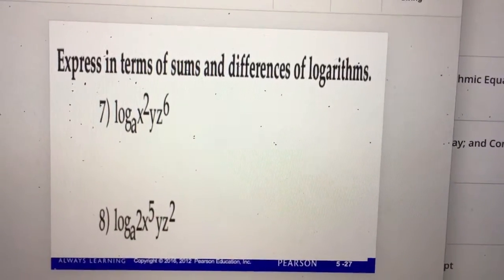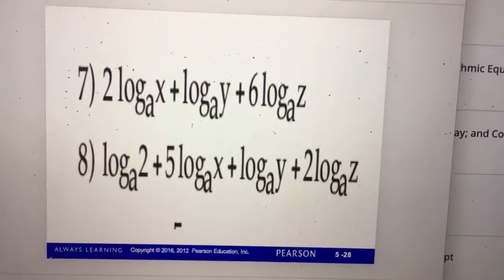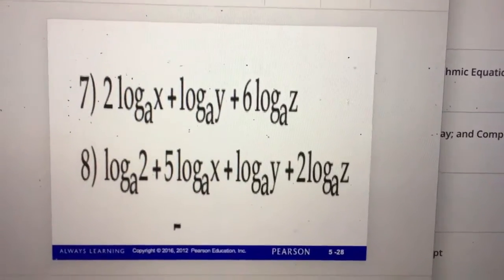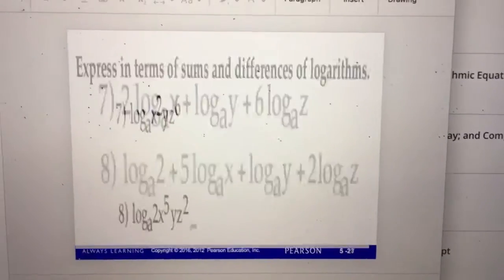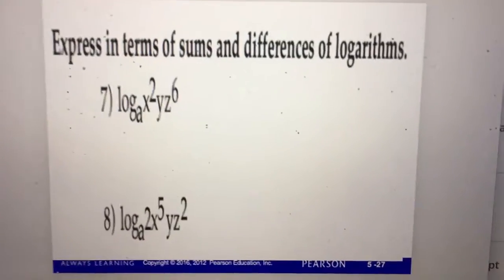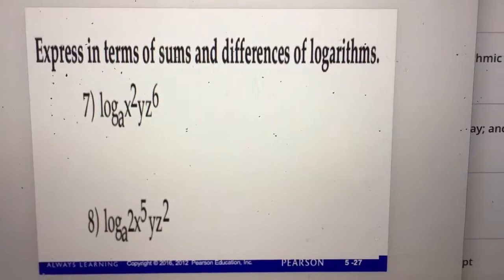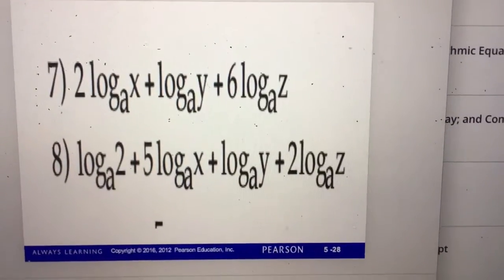Problem number 8's answer, so that you can maybe copy them a little bit neater on your problem. Okay, so problems and answers.